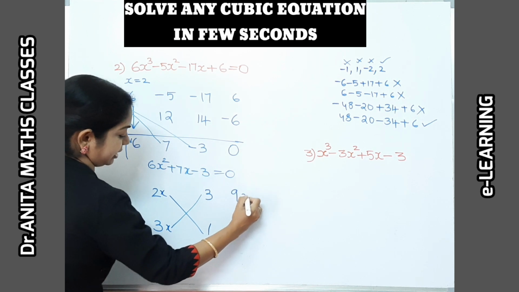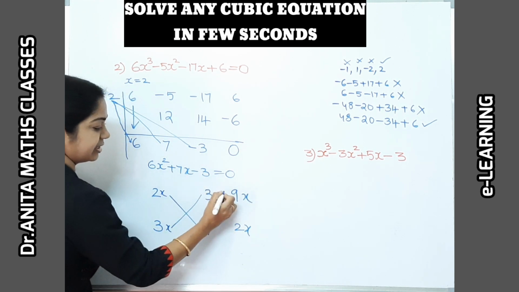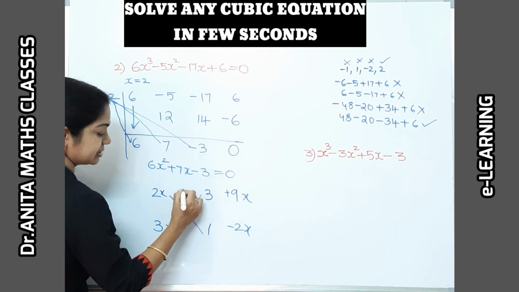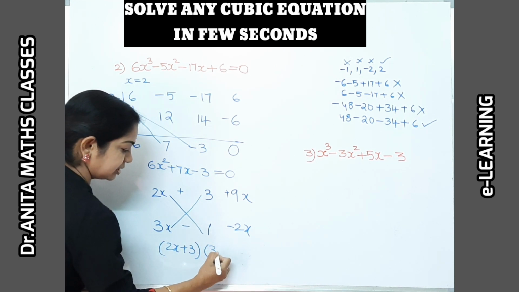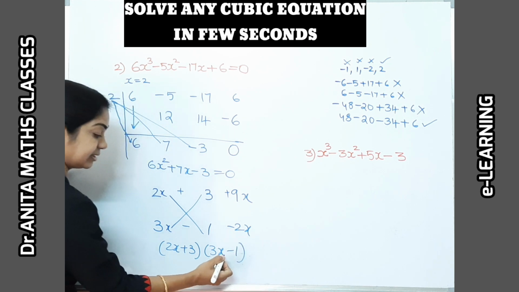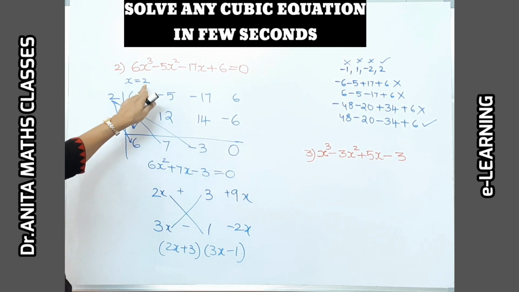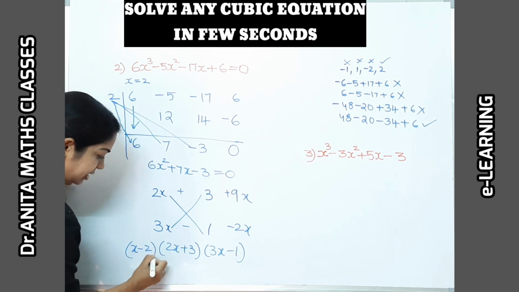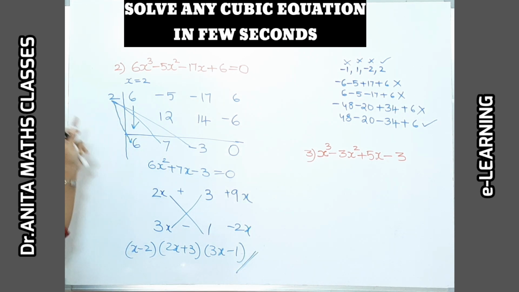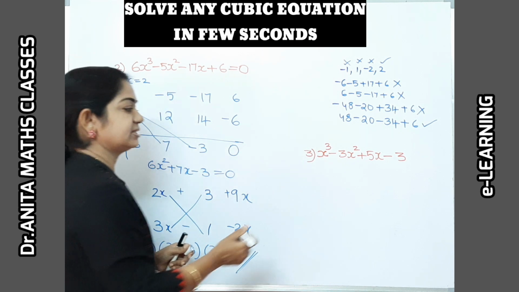So this comes to 9x, 2x to get 7x. This should be plus, this should be minus. So that means 2x plus 3 and 3x minus 1 are the factors. And we have another factor, that is x is equal to 2, which means x minus 2. So these are the factors of the cubic equation, right? Now let's see the next one.